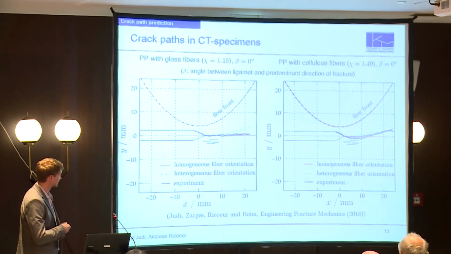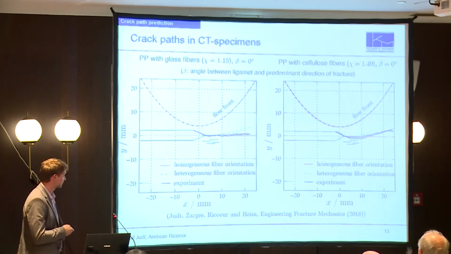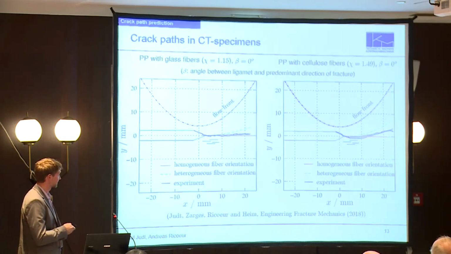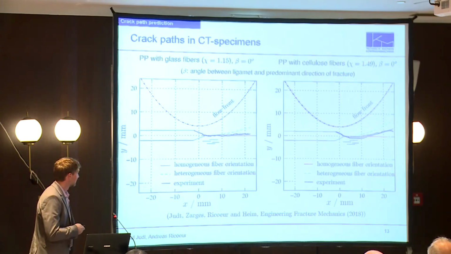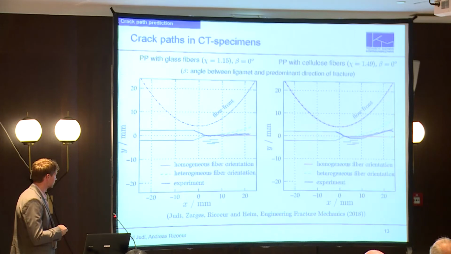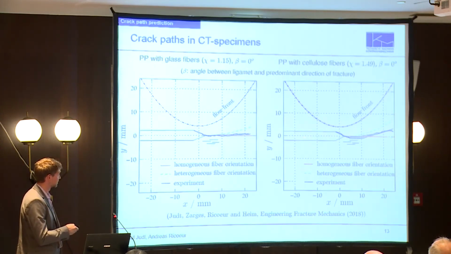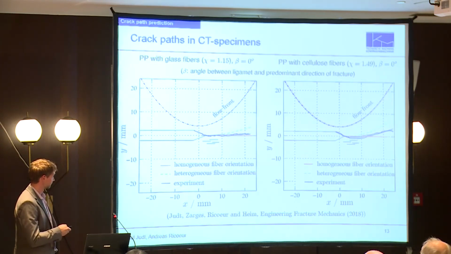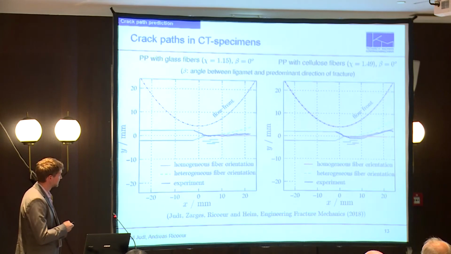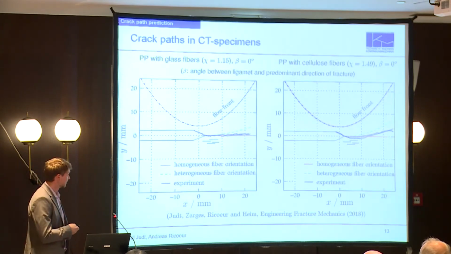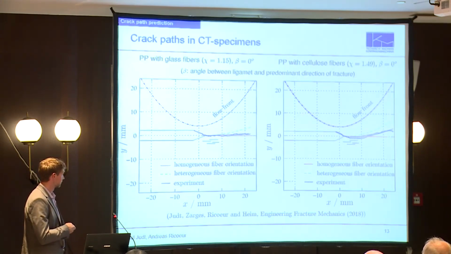We see that in the case of the homogeneous fiber orientation, we have straight crack paths for both fiber types, cellulose fibers and glass fibers. If we assume the heterogeneous fiber orientation, then we have a slight crack deflection, also in the cellulose fiber type. And we see that the experimental results are in between both of these assumptions.